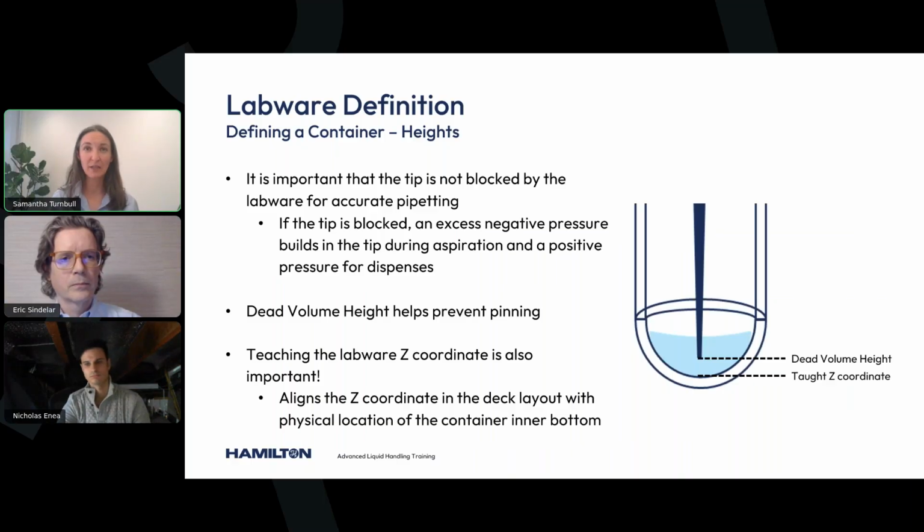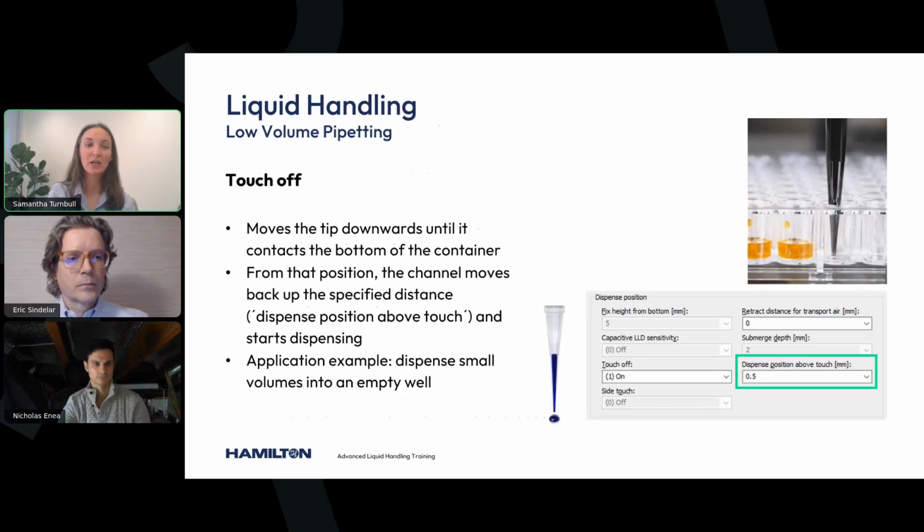It's best to leave a small gap here to allow free flow of liquid in and out of the tip at all times. Now, once you have a good, accurate labware definition, we also have some other modes you can use. One is a touch off. So this allows our tip to move downward, detect the bottom of the well, and then retract a specified distance before starting the dispense. So this does not excuse a bad labware definition, but it is very helpful when dispensing very small volumes into empty wells, where the dispense distance above the bottom of the well is critical.